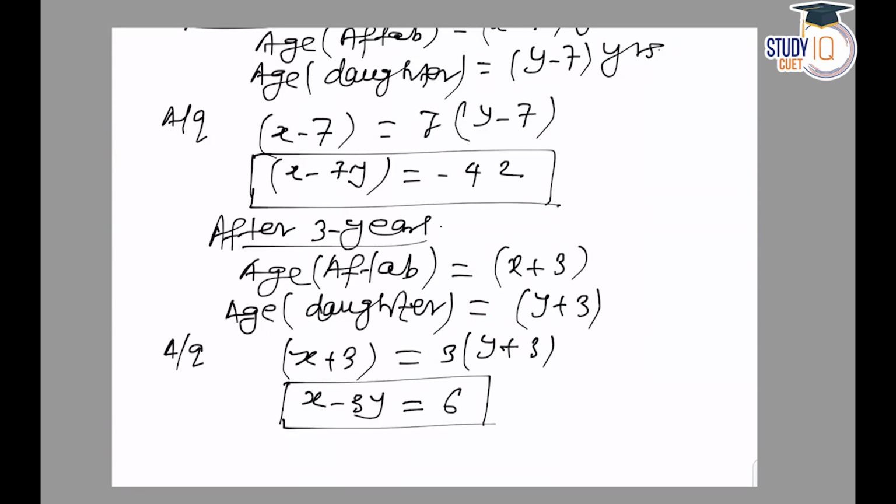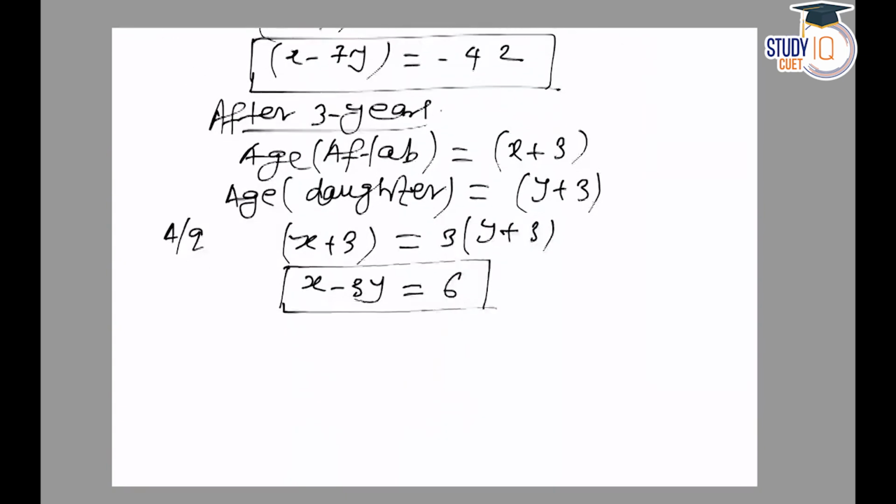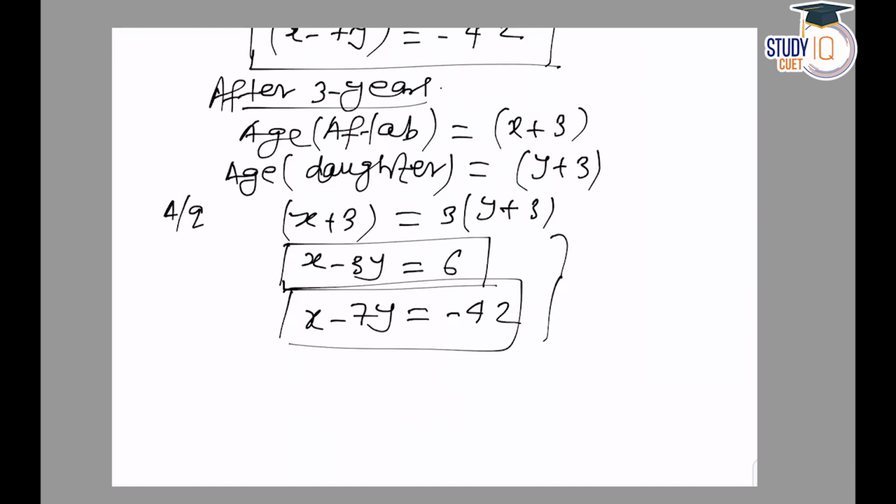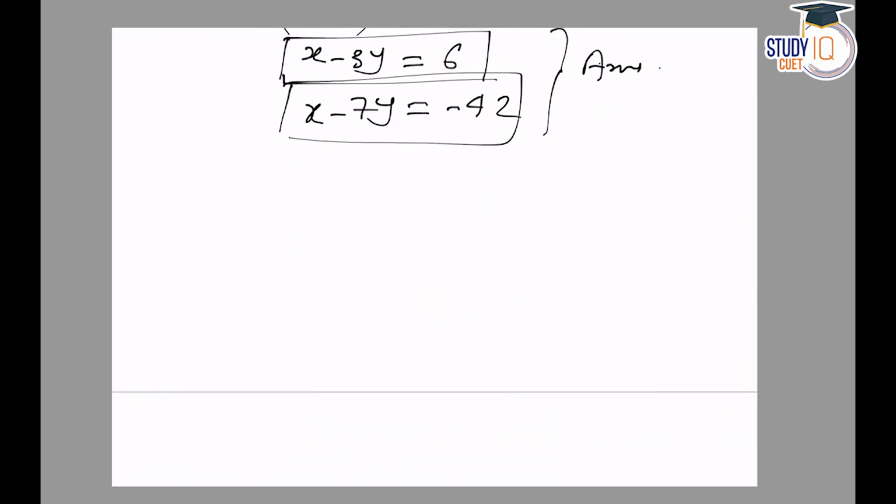So algebraically we can represent the situation as x minus 3y equals 6 and x minus 7y equals minus 42. That is the answer. Now see the situation graphically.